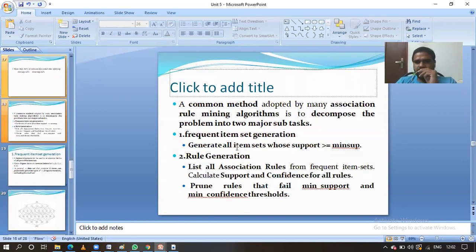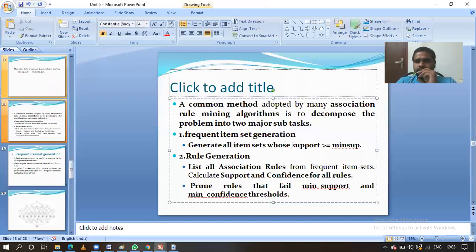From the first step, we generate all the itemsets whose support is greater than or equal to the minimum support. By using this we calculate the frequent itemsets, guys. For all the itemsets that are generated, we calculate the support, with the consideration that the support count is greater than or equal to the minimum support.